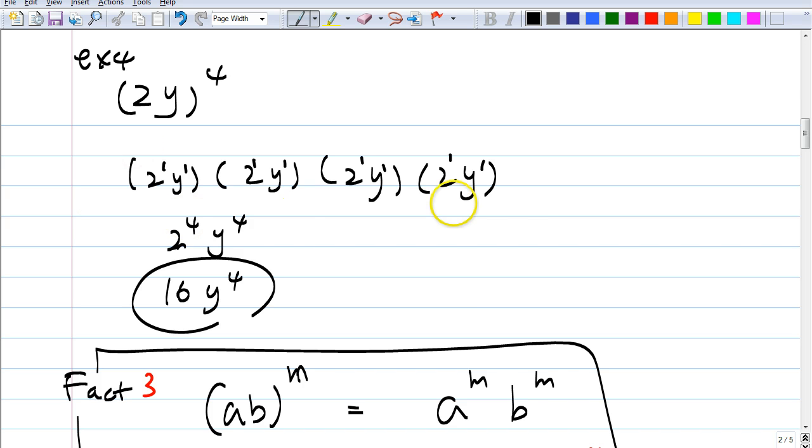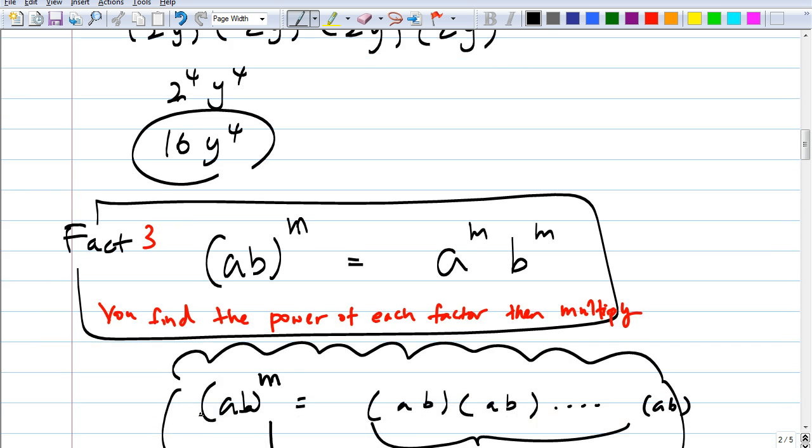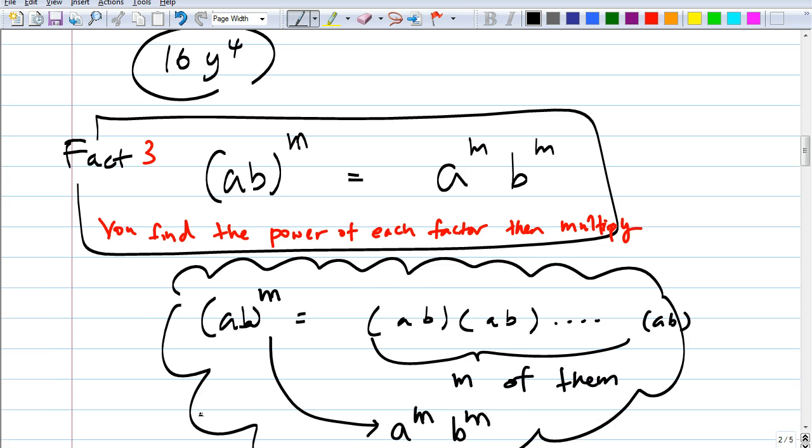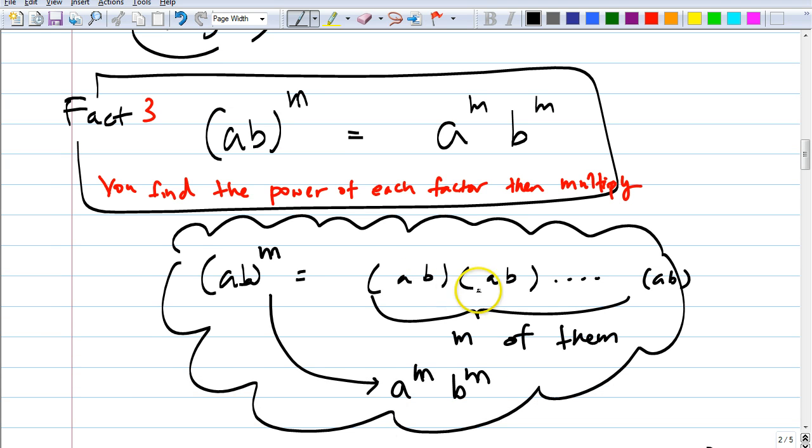We sort of explained it up here. How many times are we multiplying AB? m times. Isn't that right? So if you multiply m times, of course you're going to get AB times AB times AB, all m of them. How many a's are you going to be multiplying? m of them. How many b's? m of them. That's why you get AB to the m power equals a to the m, b to the m.